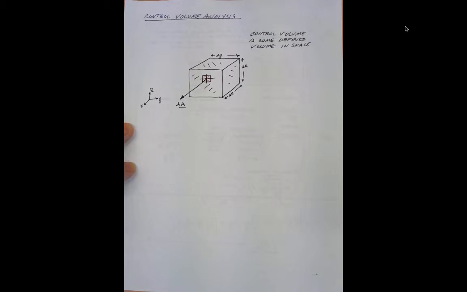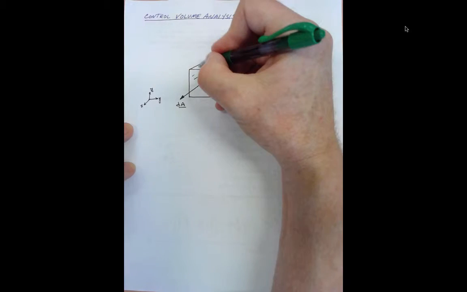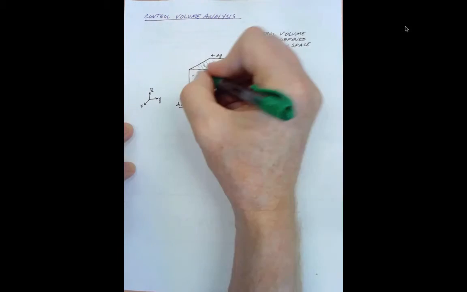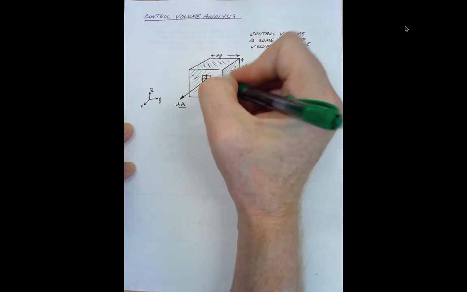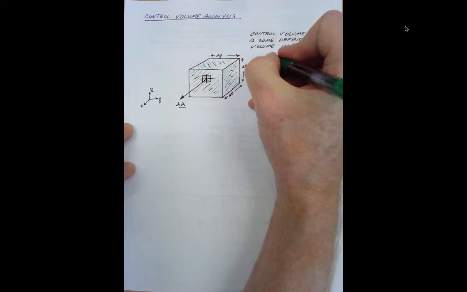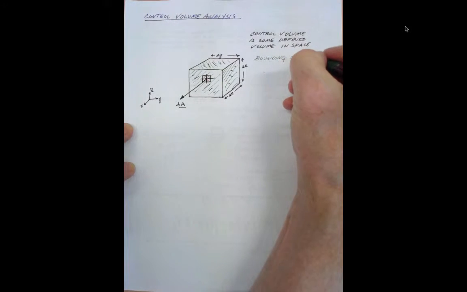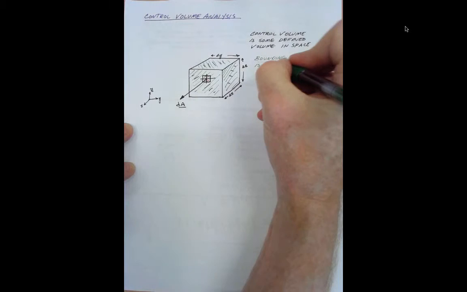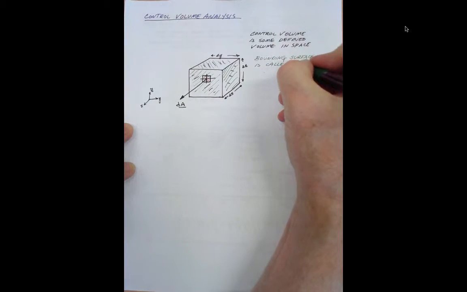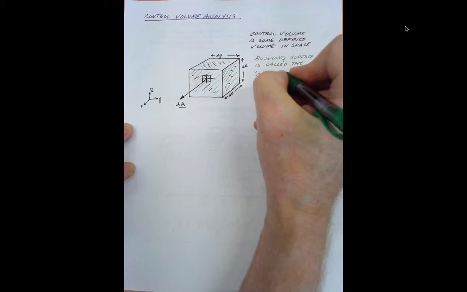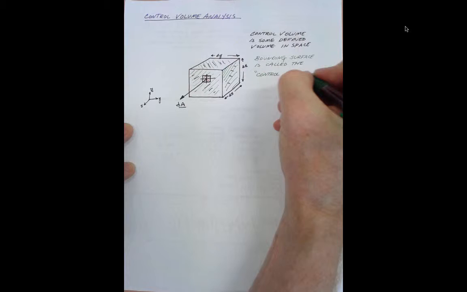Okay, the bounding surface. The surface of this volume, I'm going to shade it in green, at least the surface that we can see. So the bounding surface is called, wait for it, the control surface. There are probably other names in the literature, but that's what I'm going to use.